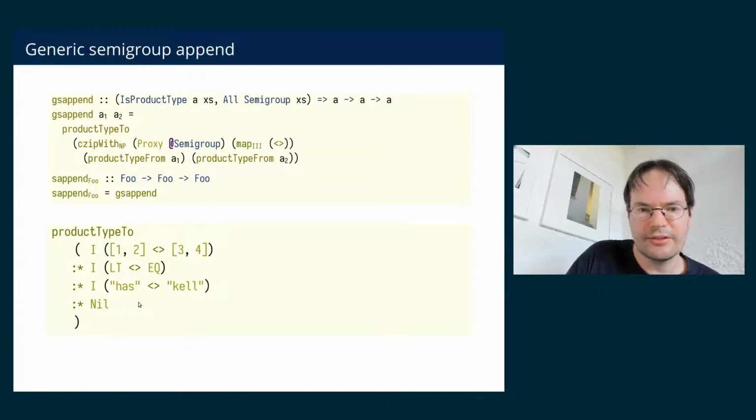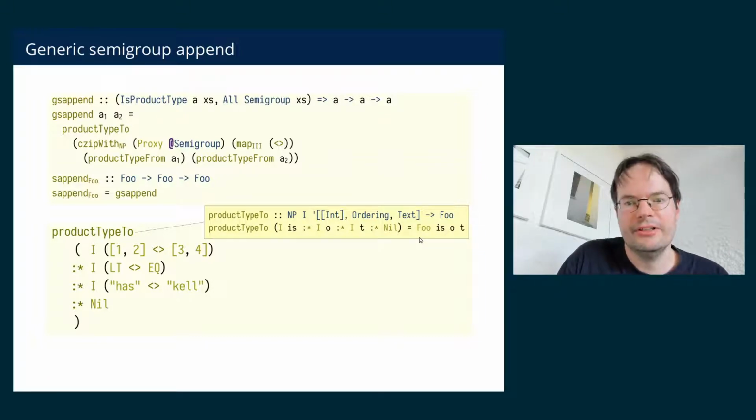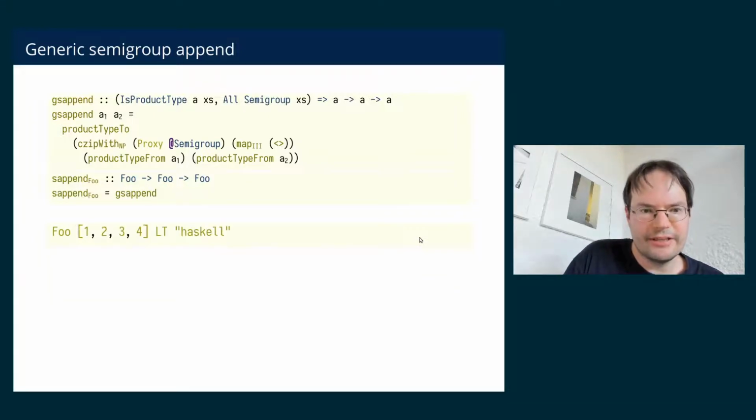And then finally, product type 2 is the converse of product type from, and takes a product of components that are all wrapped in this I constructor and maps it back to an application of the original foo constructor. And then we have this, and now applying the diamond operator for the components, we get the same result as in the function that was specific for foo that we originally defined.